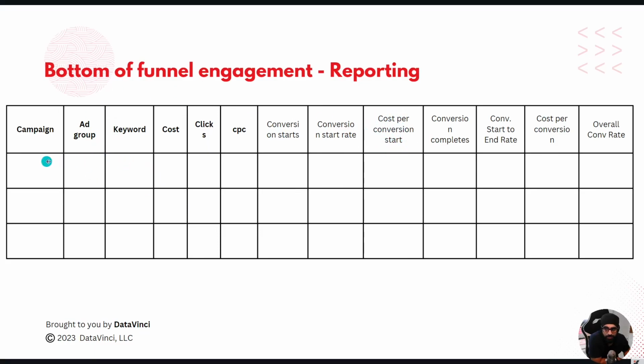Are there certain combinations which are exorbitant, where it does not make sense to invest? You can skip those combinations and invest the money in other combinations which have a better cost per conversion start rate. Then conversion complete: after start, how many complete? What's the conversion start to end rate? What's the cost per conversion, overall conversion, and what's your overall conversion rate?